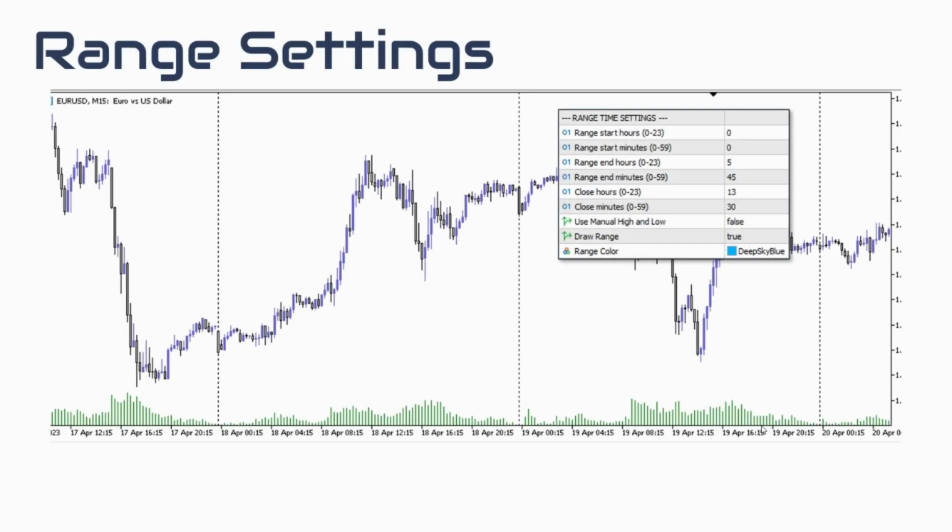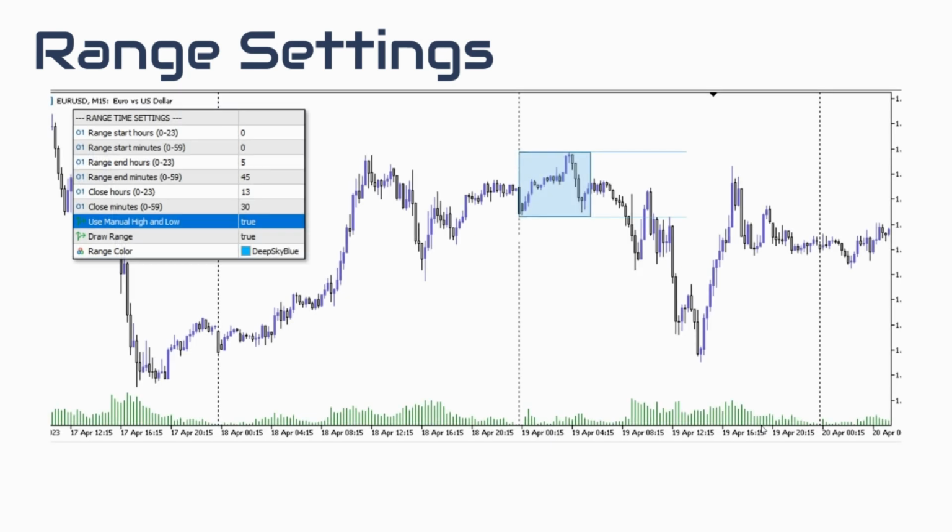Let us start with the range time settings. Each range has a start, end, and closing time. To plot the range on your graph, choose its color and activate the Draw Range option.